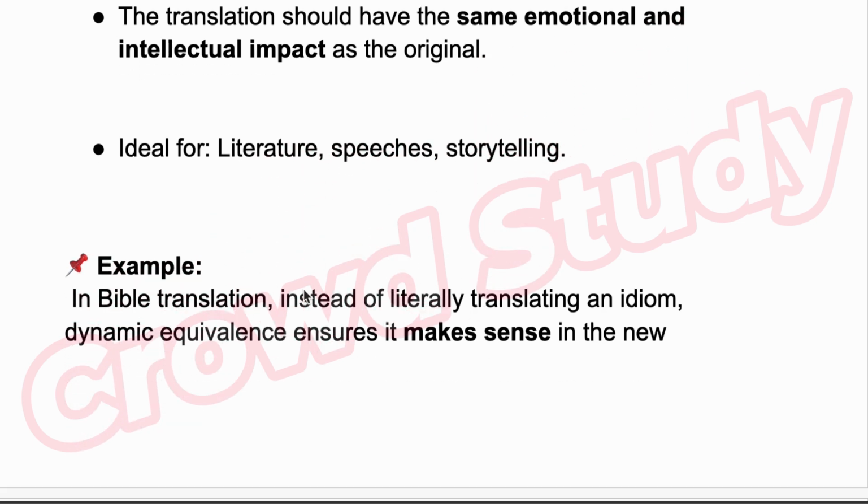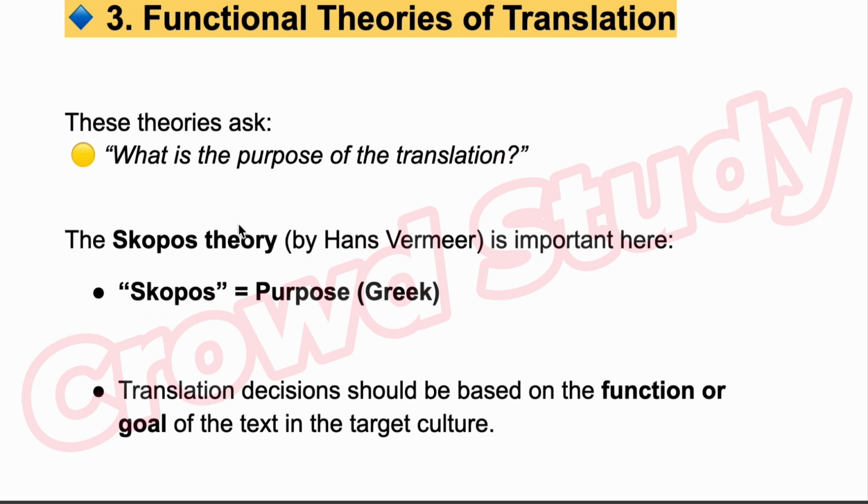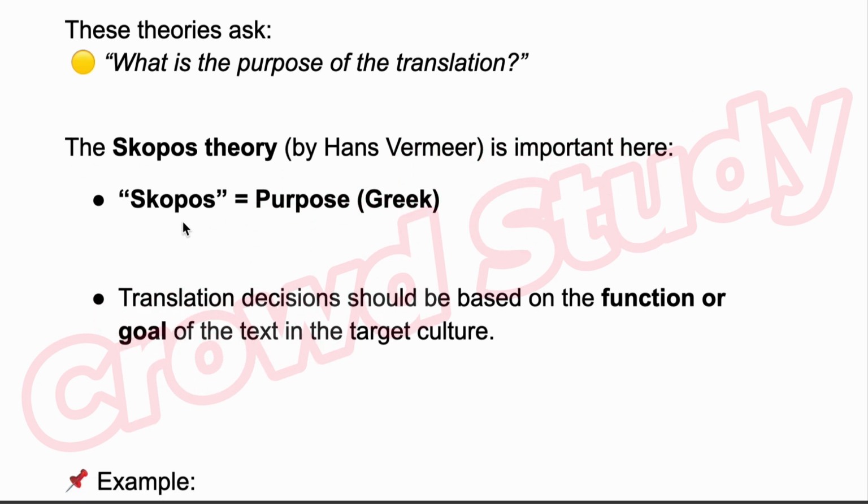For example, in Bible translation, instead of literal translation of an idiom, dynamic equivalence ensures it makes sense in the new language. Number 3. Functional theories of translation. These theories ask, what is the purpose of translation? The Skopos Theory by Hans Vermeer is important here. Skopos means purpose in the Greek.